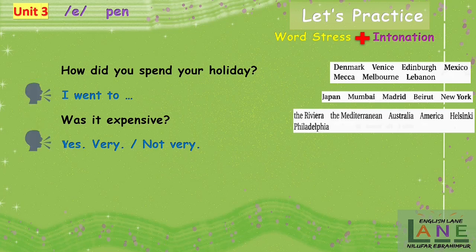Now let's change our roles. I will ask you the questions and you answer me. Use any of these words you want, okay? Let's start. Answer me. Listen, how did you spend your holiday? Was it expensive? Again. Answer me. How did you spend your holiday? Was it expensive?